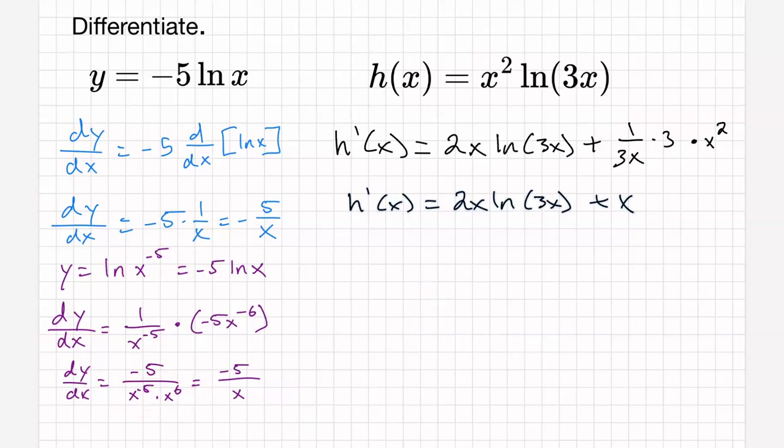Now, the key to remember though here is if you choose to do the 2x first, make sure you don't change that natural log of 3x, right? Then whatever you do over here, you have to keep the x squared and then do the derivative of natural log of 3x, okay?